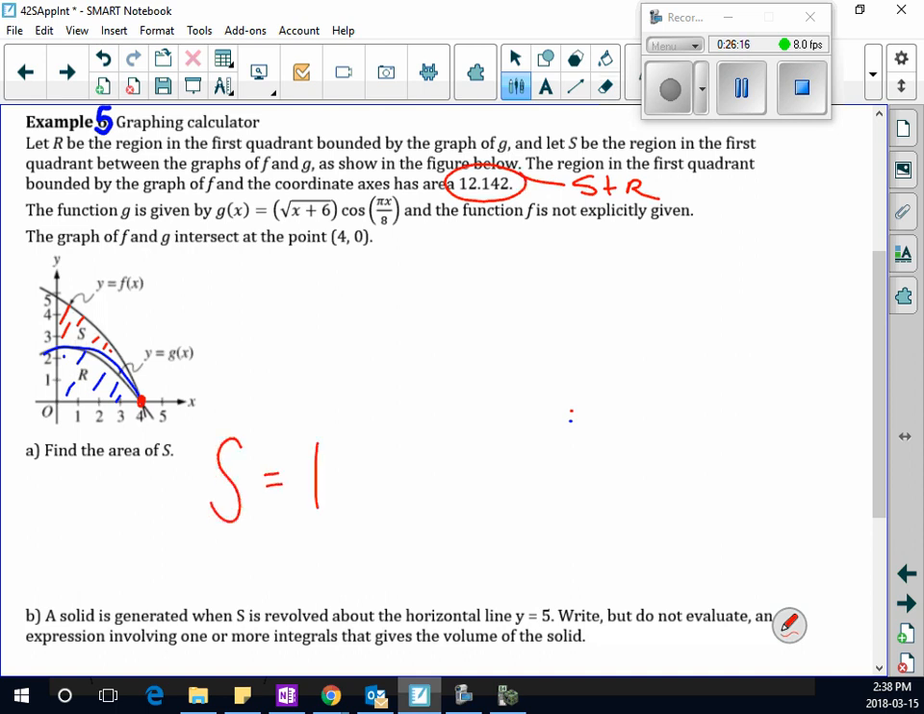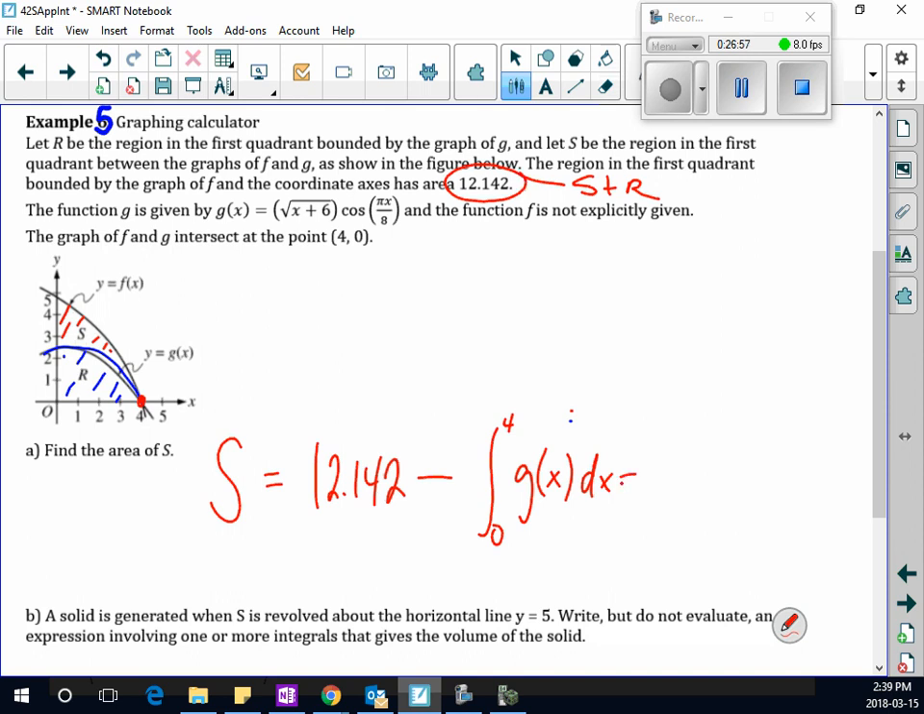S is going to be 12.142 subtract. How am I going to figure out the area there? The integral of g of x from what to what? 0 to 4. Okay, and on an AP exam, because g of x is given in the question, I would not write out g of x. Just write g of x, not this whole thing. That takes too much time, right?